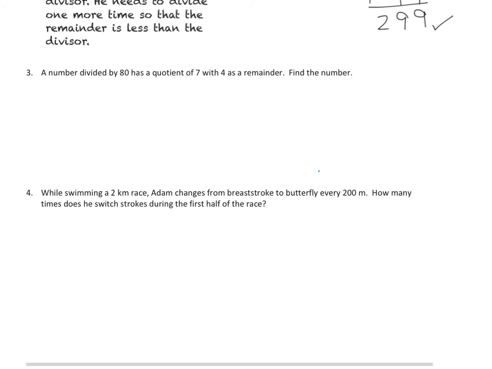And then moving down to number 3, it says a number divided by 80 has an answer or a quotient of 7 with the remainder of 4. They want us to find the number. So a number. Right now, what I would like you to do is write this out, so that we know the actual math terminology for division.